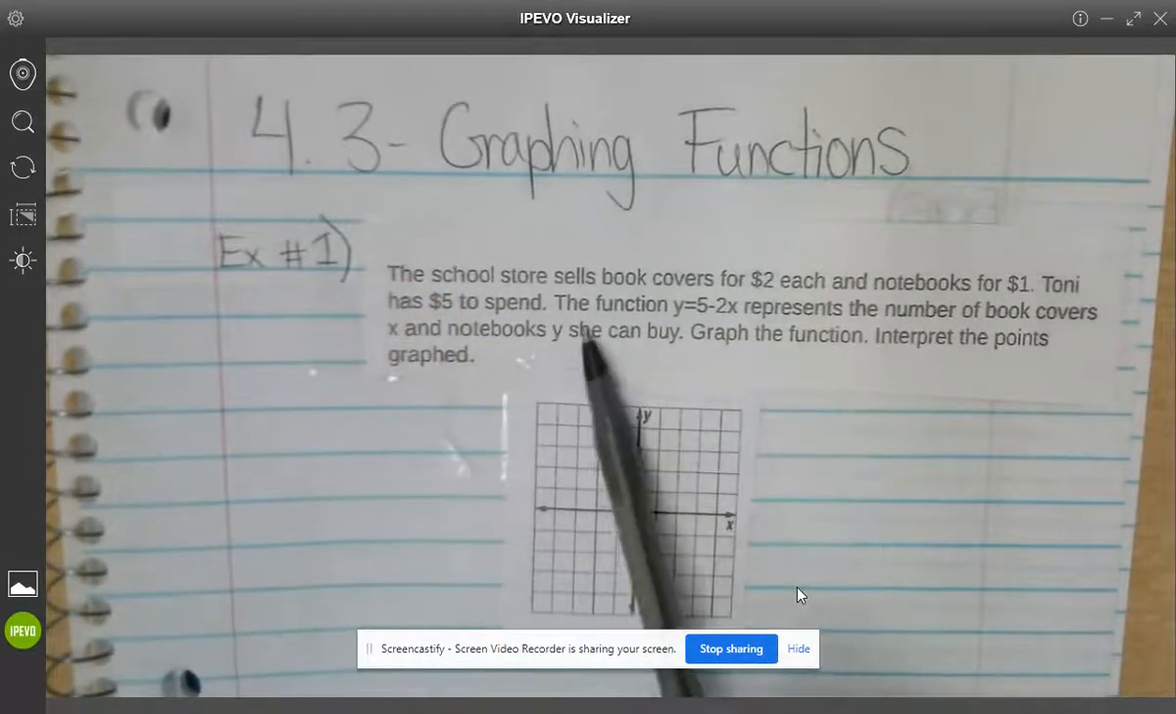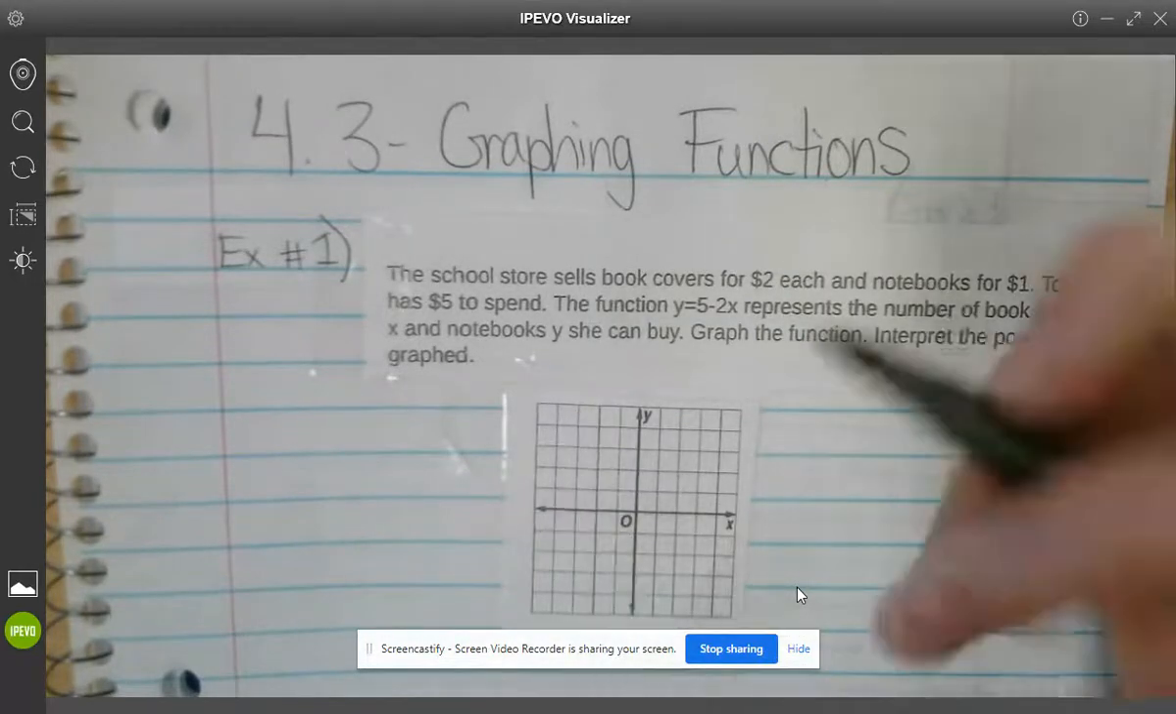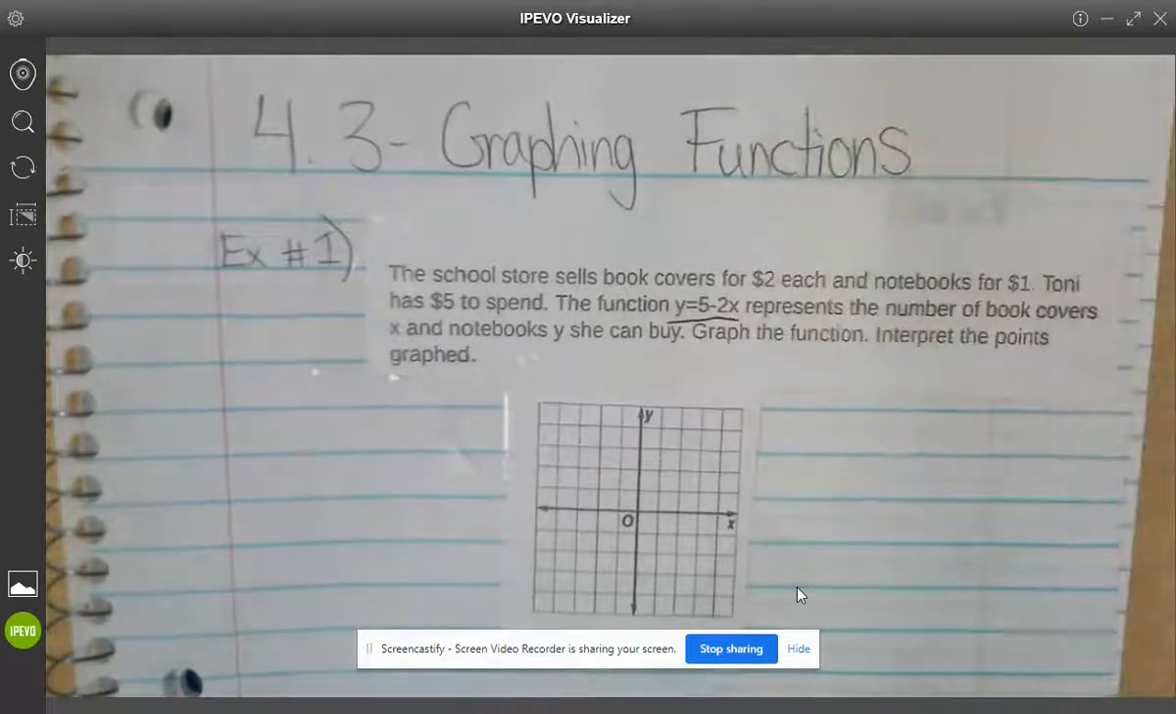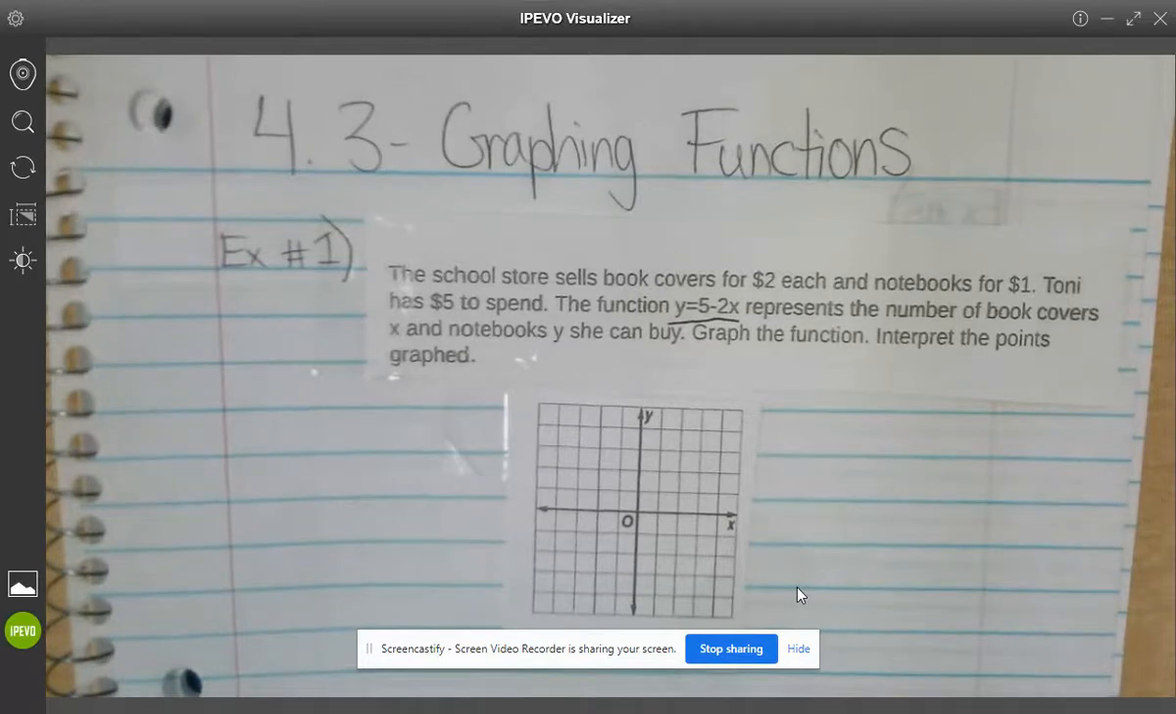If you don't have the notes, you can write this whole thing down, but honestly, I at least want you to write this part down, and then that's it. Just write down the equation because that's way too much to write down.